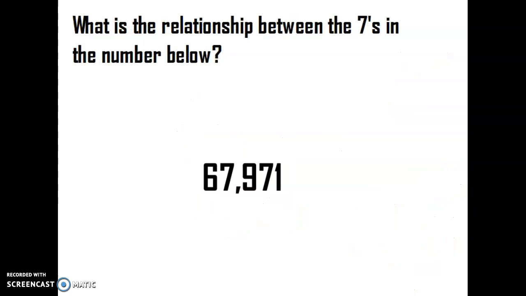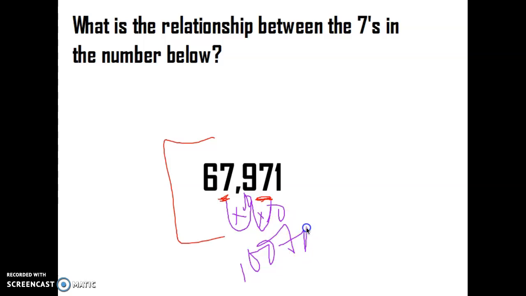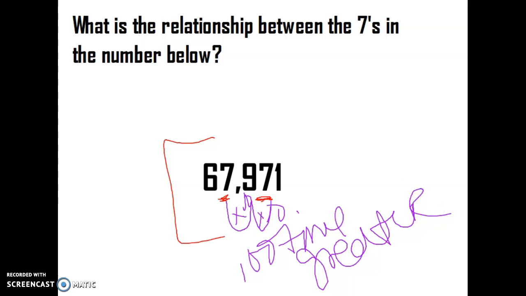So my answer would be 100 times greater. All right. So now let's look at this one. What's the relationship between the sevens and this number below? So now we just have one number. So what's the relationship? When you think of relationship, you're thinking about how many times greater something is. So how many loops does it take to get from the 7 in the tens place to the 7 in the thousands place? How many loops is that? 1, 2. Good. 2 loops means times 10 times 10 is 100 times greater. So my answer would be 100 times greater.